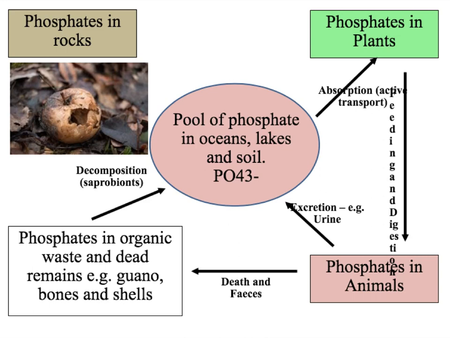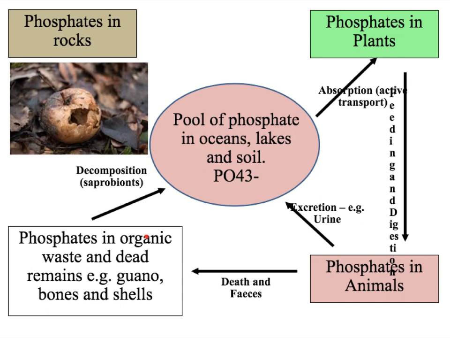That would be decomposition using saprobionts, the same type of microorganisms that you'd find in the nitrogen cycle. They release extracellular enzymes to digest the biological molecules that contain phosphates within the dead material, like this apple here, and then phosphates become soluble, and they can enter oceans, lakes, or the soil, and again are then available for plants to absorb. And I've got another cycle which can continue here.